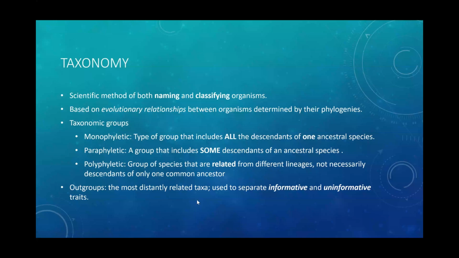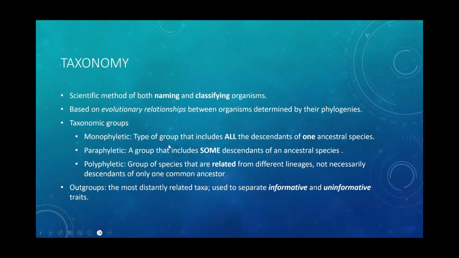Taxonomy, which is the scientific method for both naming and classifying organisms. It's based on evolutionary relationships between organisms, which we determine based on their phylogenies. There are three types of taxonomic groups. A monophyletic group, which is the best, or best in the terms of cladistics.